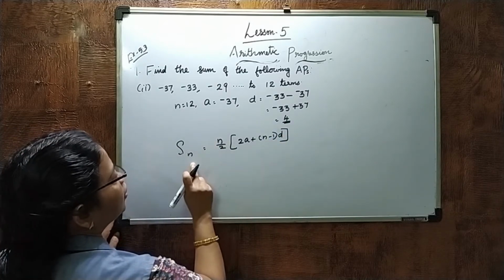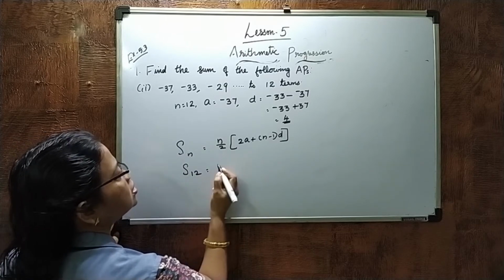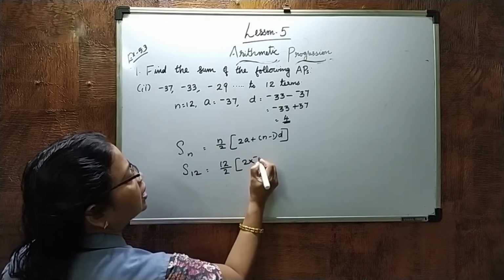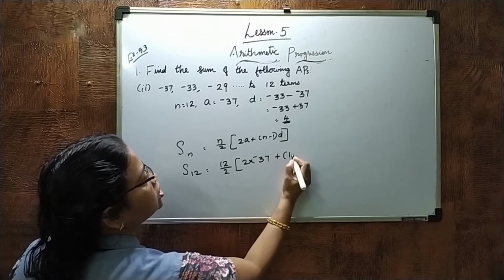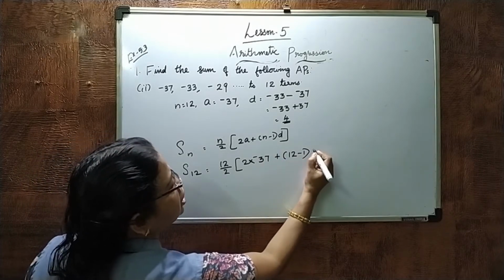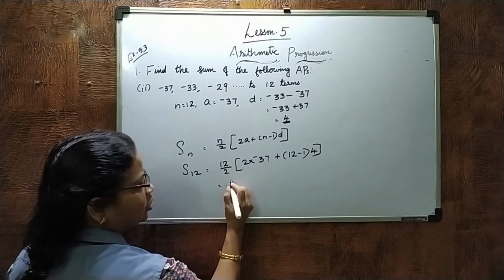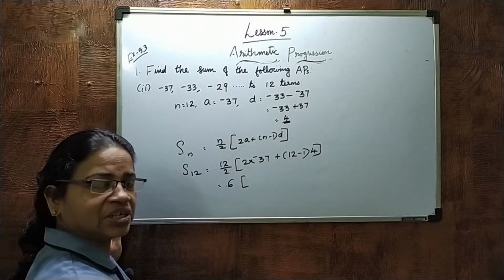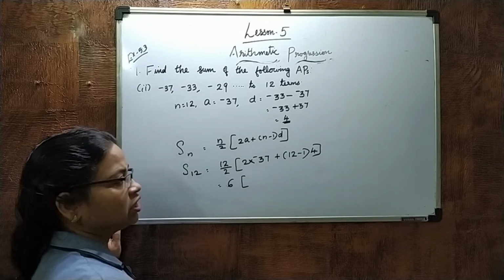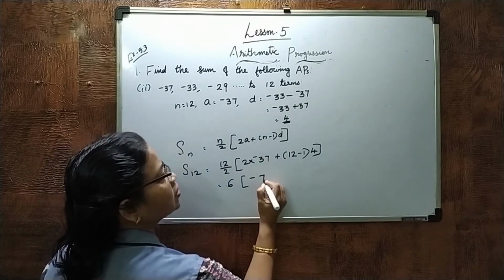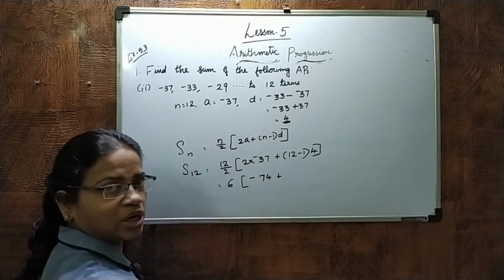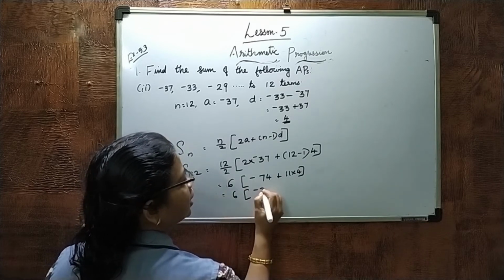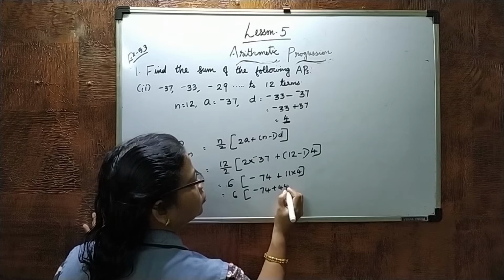Okay, so we want to find out 12 terms. So S12 equals 12 by 2 into 2 into a, which is negative 37, plus n, which is 12, minus 1, into d, which is 4. 12 by 2 is 6 into negative 37 into 2. 35 into 2 is 70, right? 36 into 2 is 72. 37 into 2 is 74. So negative 74 plus 12 minus 1, it is 11 into 4.